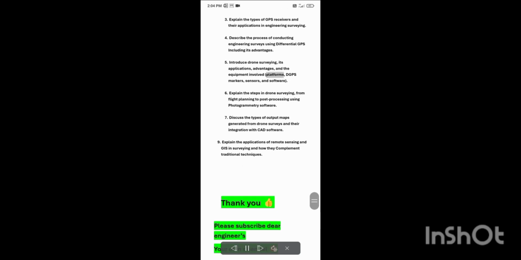Introduce drone surveying, its applications, advantages, and the equipment involved: platforms, DGPS markers, sensors, and software. Explain the steps in drone surveying, from flight planning to post-processing using photogrammetry software. Discuss the types of output maps generated from drone surveys and their integration with CAD software. Explain the applications of remote sensing in GIS and surveying and how they complement traditional techniques.